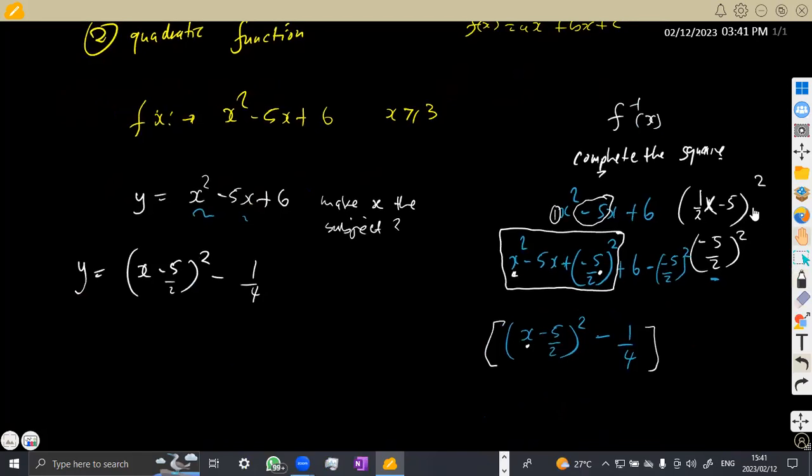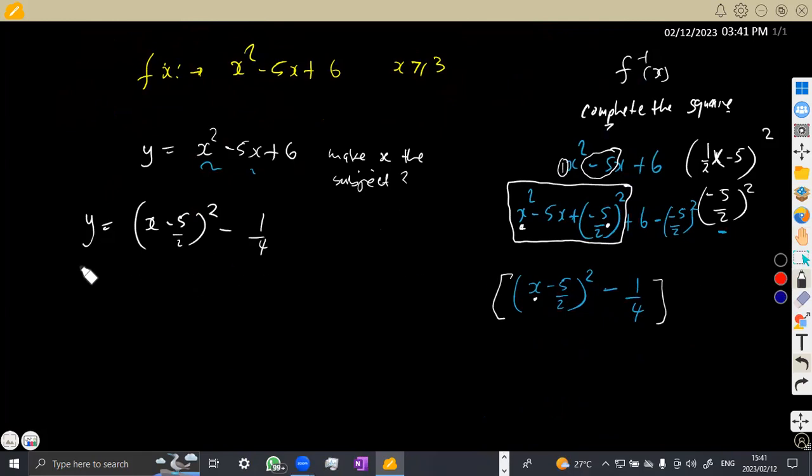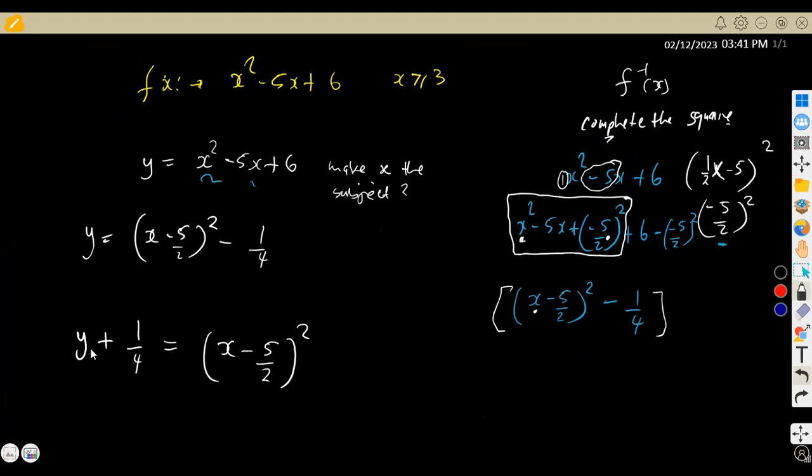How can you make x the subject at this stage? We can transpose negative 1 over 4 to the left-hand side. That is going to be y plus 1 over 4, since it was a negative here, is equal to x minus 5 over 2 squared. Remember, to make x the subject, it's like you are solving for x. You are actually solving for x in this case, all right? But you are solving in terms of y.